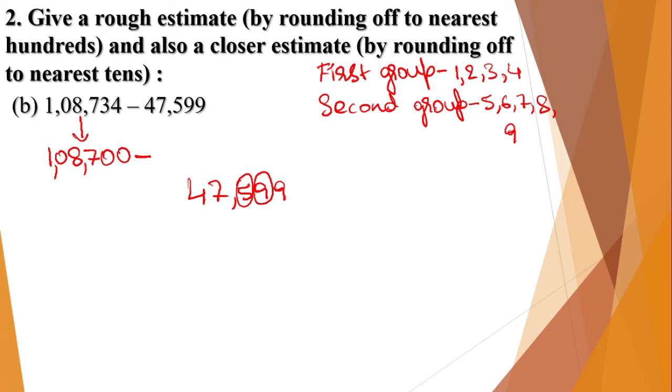Now here we should circle 5 because it's in the hundreds place and circle 9 because it's next to 5. Now here we should check if 9 is in the first group or second group. So 9 is in the second group. Now if the number is in the second group, we will add 1 to 5. Now here 4 and 7 will be as it is. And 5 will become 6 because we added 1. But 9 and 9 will become 0.